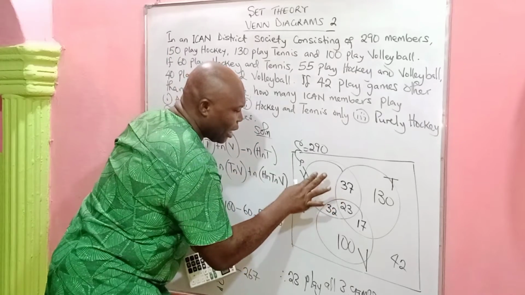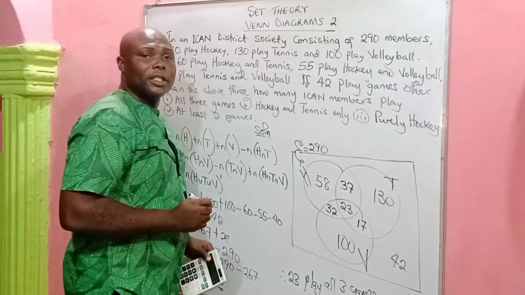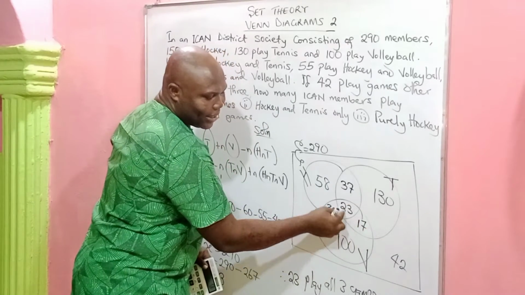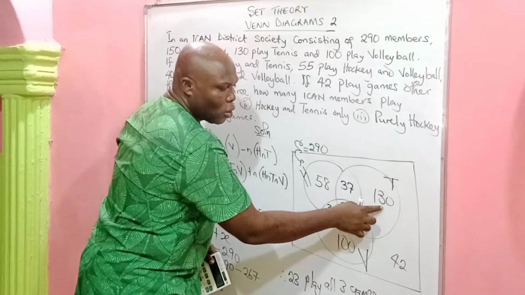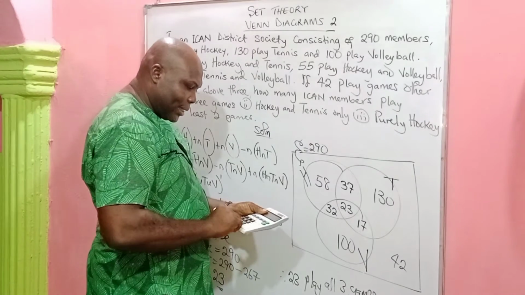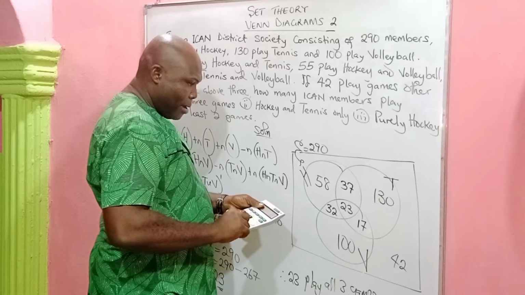We also need what will be purely here. That will be 130 minus these three things that are breaching into that circle. So 130 minus 37, 23, 17. Alright, so 130 minus 37 minus 23 minus 17 will give us 53. So here we are going to have purely 53.